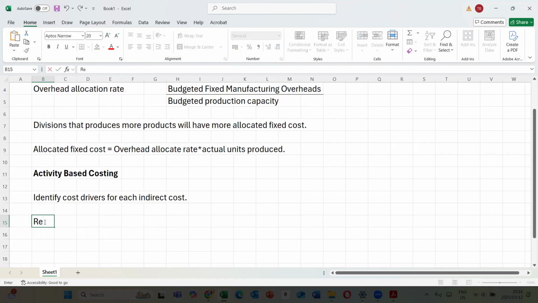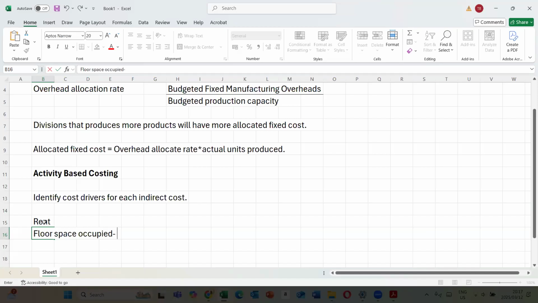You have rent. So you have total rent cost. Now you want to identify how you are going to allocate the rent to different products or divisions. What can be the basis that we can use to allocate rent? We can allocate rent to different products based on the size of floor space occupied. We can use that as our driver.